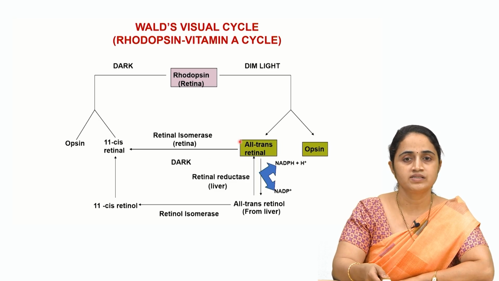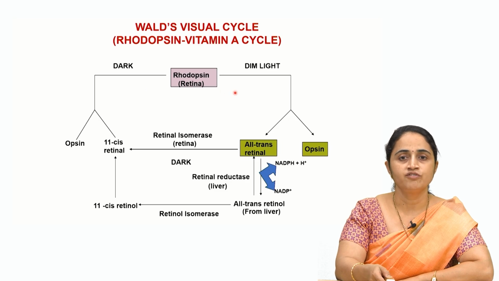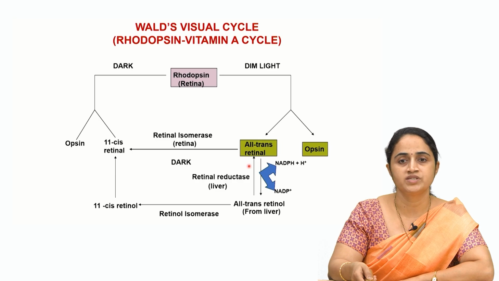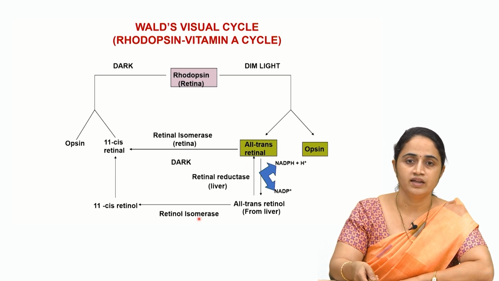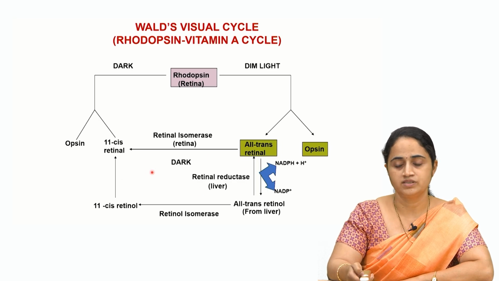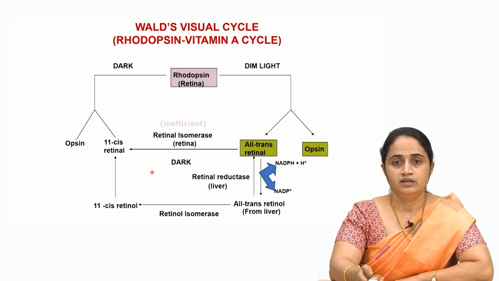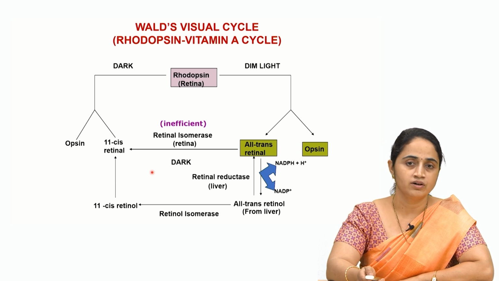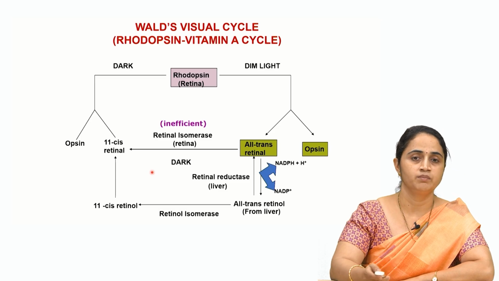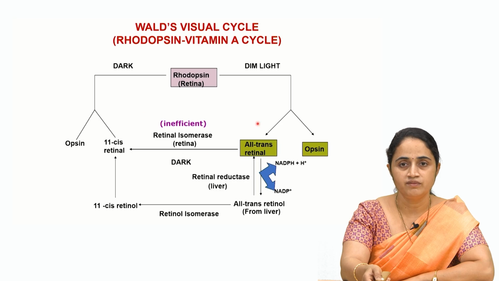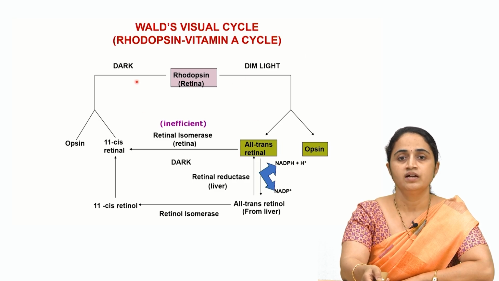So, this is a complete cycle in the dark, and when the light falls on this rhodopsin, there are photochemical changes happening and dissociation into opsin and all trans retinal. Now, this again forms the 11-cis retinal in the body. So, this is the visual cycle, and because of inefficient conversion happening in the retina, all trans retinal goes all the way to the liver and is converted back to 11-cis retinal. And what are the changes that happen in between? We will study that.